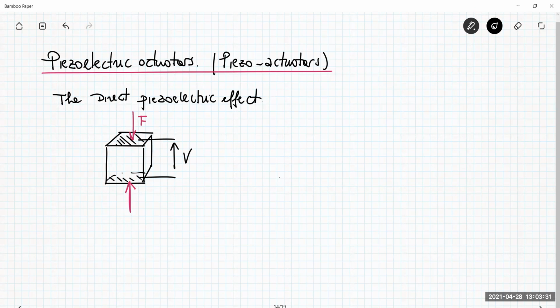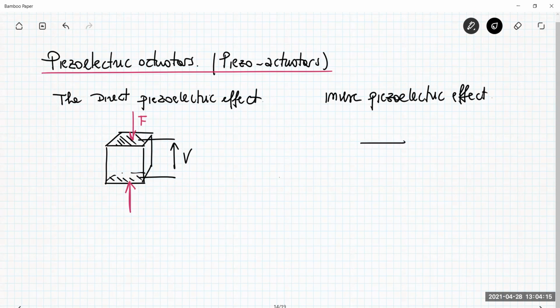Okay, this is the direct piezoelectric effect, but the inverse is also true. So this is the inverse piezoelectric effect. And by inverse piezoelectric effect, it means that if a voltage is applied across the same crystal, then the electric field that is generated by the application of this voltage causes the crystal to be deformed.